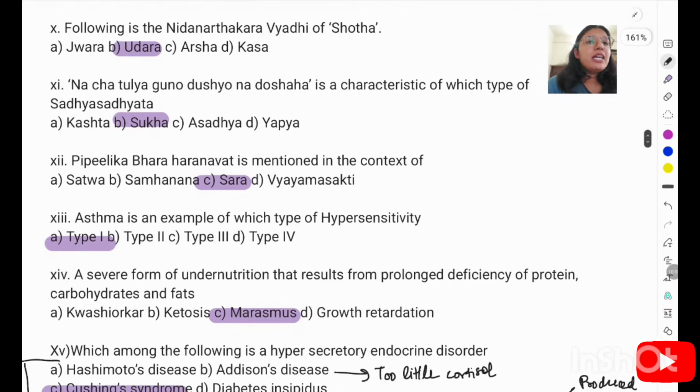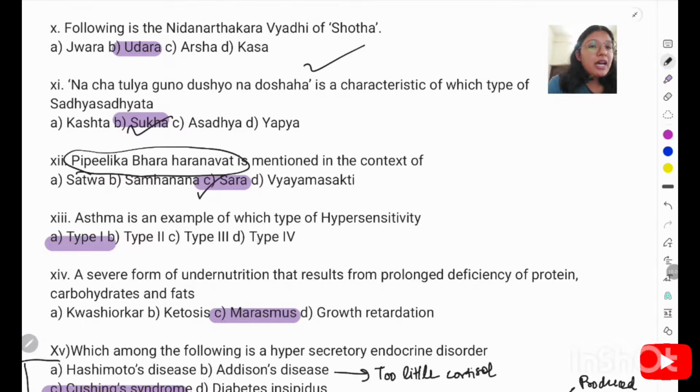Following is the nidanarthakara vyadhi of Shotha. Again we have done this question, udara. Na cha tulyam guno dusho na dosham. So there is nothing similar, so it is easy to cure. Right answer will be the sukha sadhyam. Pipilika bahar harnavat is mentioned, so it is actually given in the context of sara, like the importance of sara, why we have to examine the sara of a person.